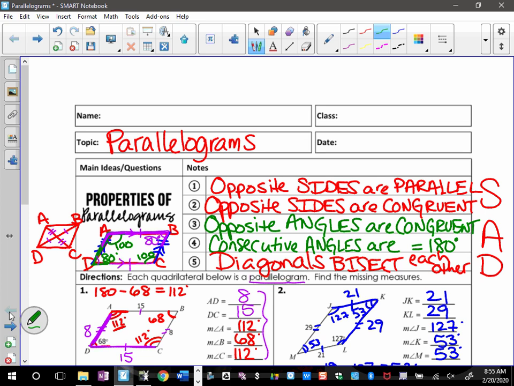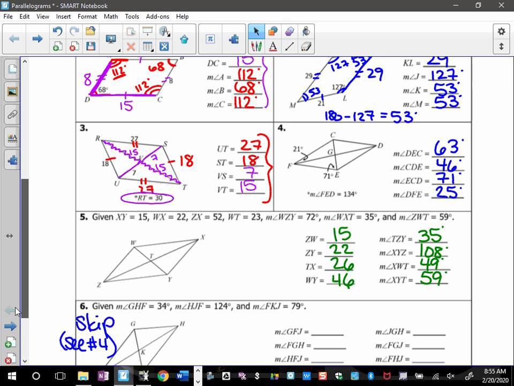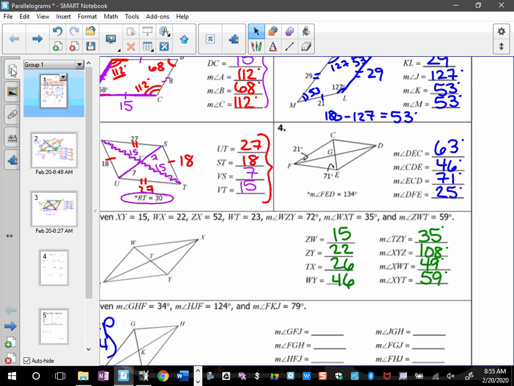So again, in your notes, you should have 15, 22, 26, 46, 35, 108, 49, and 50. Again, I feel like you will be very mad if I do 6, so we're not going to do 6. Going on to the next page.